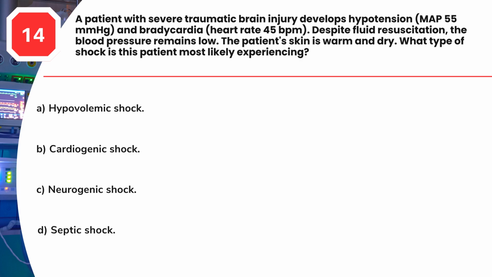Question 14. A patient with a severe traumatic brain injury develops hypotension, MAP 55 mm of mercury, and bradycardia, heart rate 45 bpm. Despite fluid resuscitation, the blood pressure remains low. The patient's skin is warm and dry. What type of shock is this patient most likely experiencing? A. Hypovolemic shock. B. Cardiogenic shock. C. Neurogenic shock. D. Septic shock.